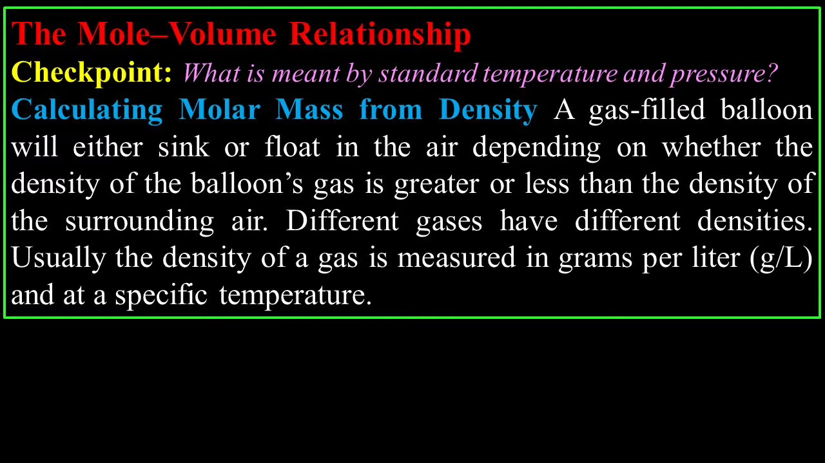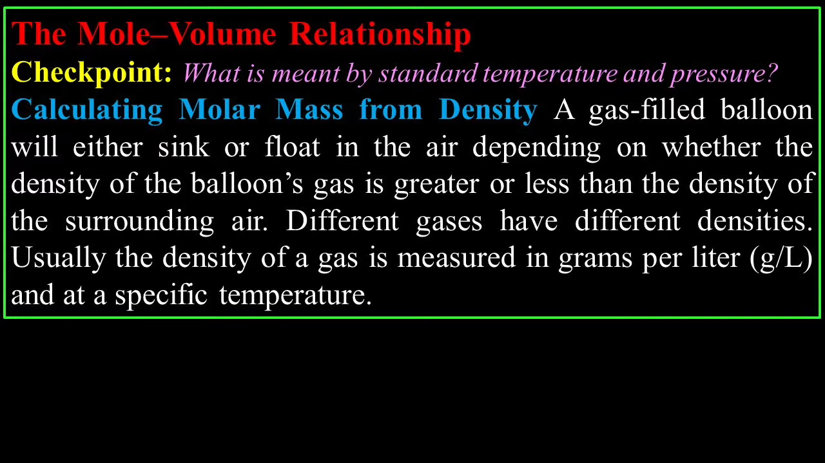Calculating molar mass from density. A gas-filled balloon will either sink or float in the air depending on whether the density of the balloon's gas is greater or less than the density of the surrounding air. Different gases have different densities. Usually the density of a gas is measured in grams per liter, g per L, at specified temperatures.